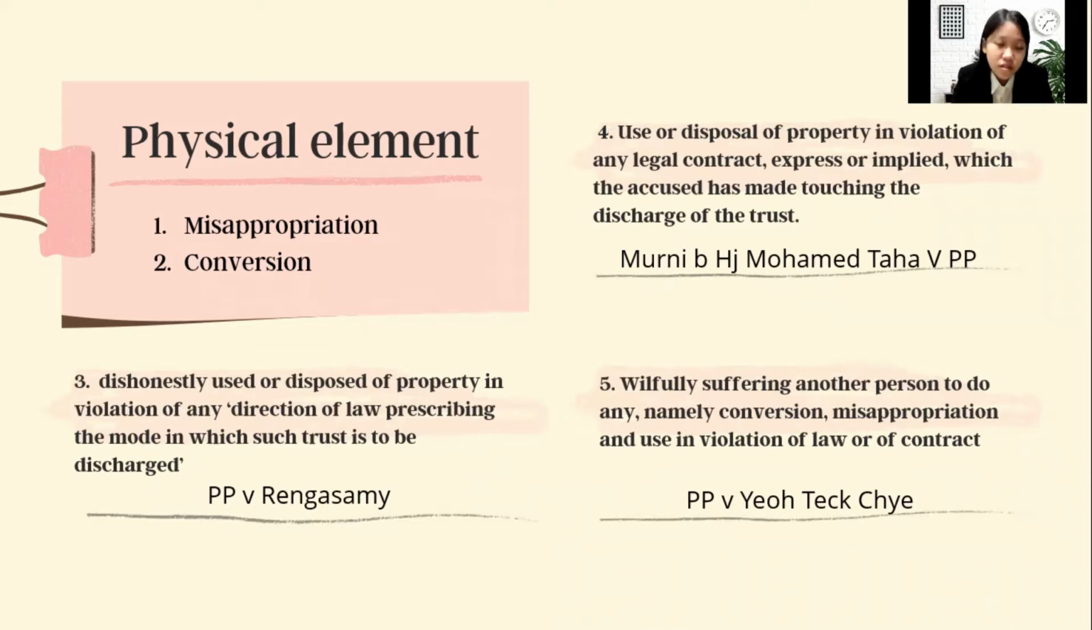Next is the use or disposal of property in violation of any legal contract, express or implied, which the accused had made touching the discharge of the trust. In Haji Muhammad Taha versus public prosecutor, he was liable because as the paymaster he was responsible for managing the wages of the army in that camp. His failure is in violation of the contract of service. On top of that, the physical element can be extended to willfully suffering another person to do any of these. The court emphasized the actus reus in public prosecutor versus Yong, that a manager who is entrusted with a customer's money might be found guilty of CBT if he knows his clerk has misappropriated his client's money but does nothing to stop his clerk.